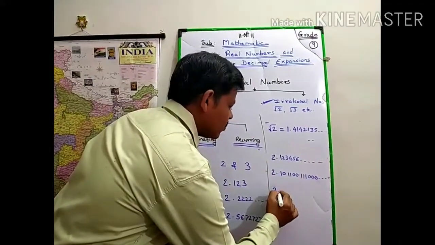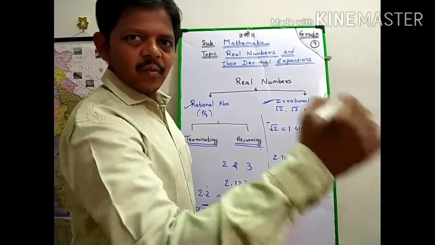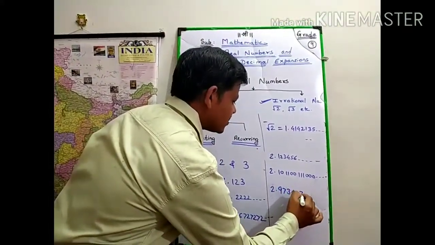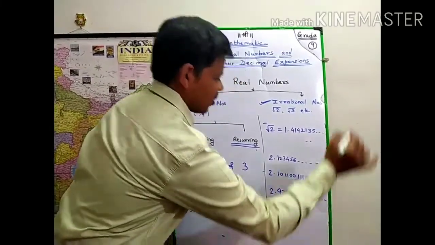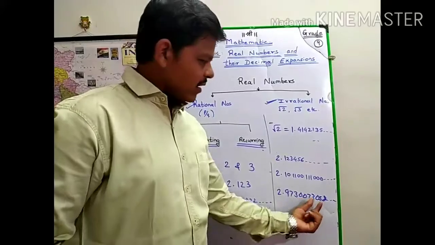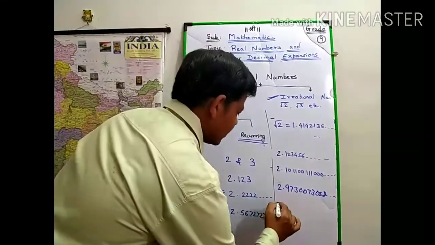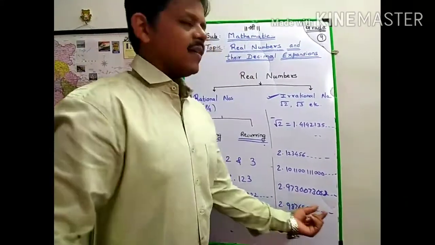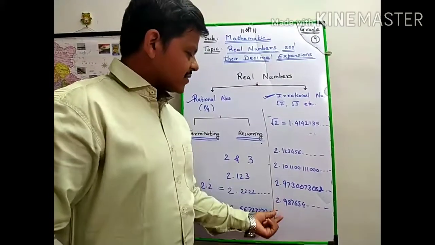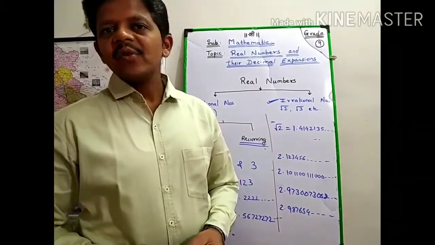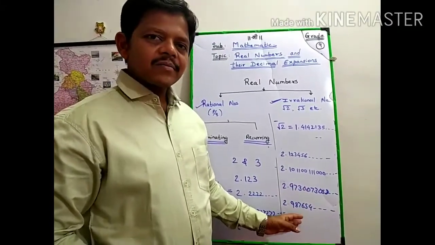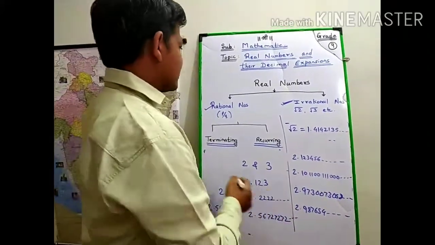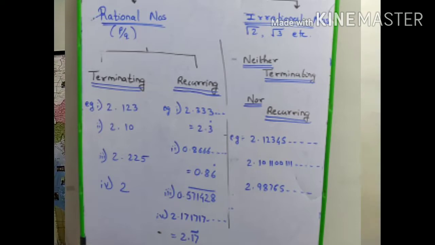Don't worry. Or I can even write 2 point my mobile number, my father's mobile number, and dot dot dot, because nothing is repeating. Let me give an example: 97300730058 dot dot dot. Nothing is repeated, neither a particular pattern nor the ending numbers. Or I can also write 2.987654 dot dot dot. Neither terminating nor recurring. Irrational numbers between 2 and 3. So likewise, how many irrationals can you find? Exactly, infinitely many.